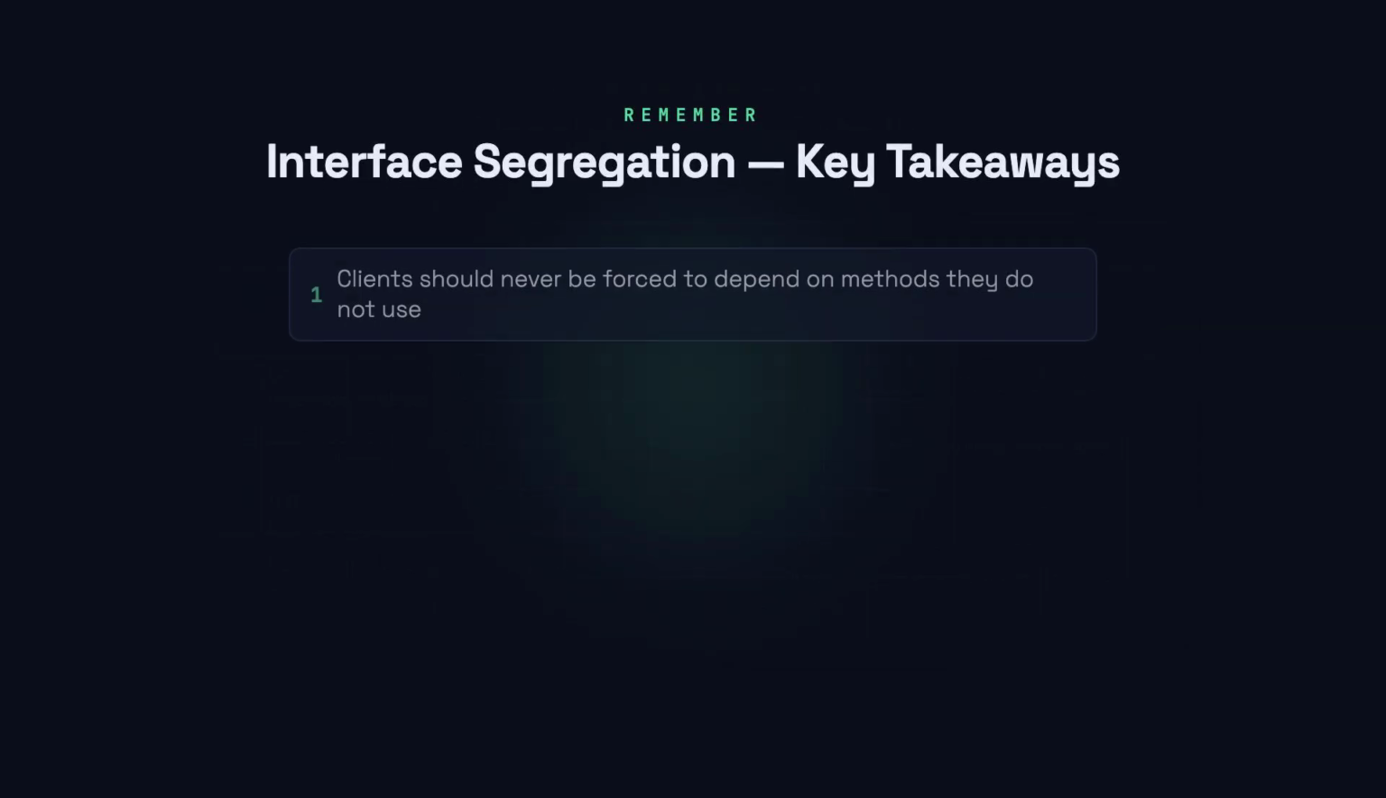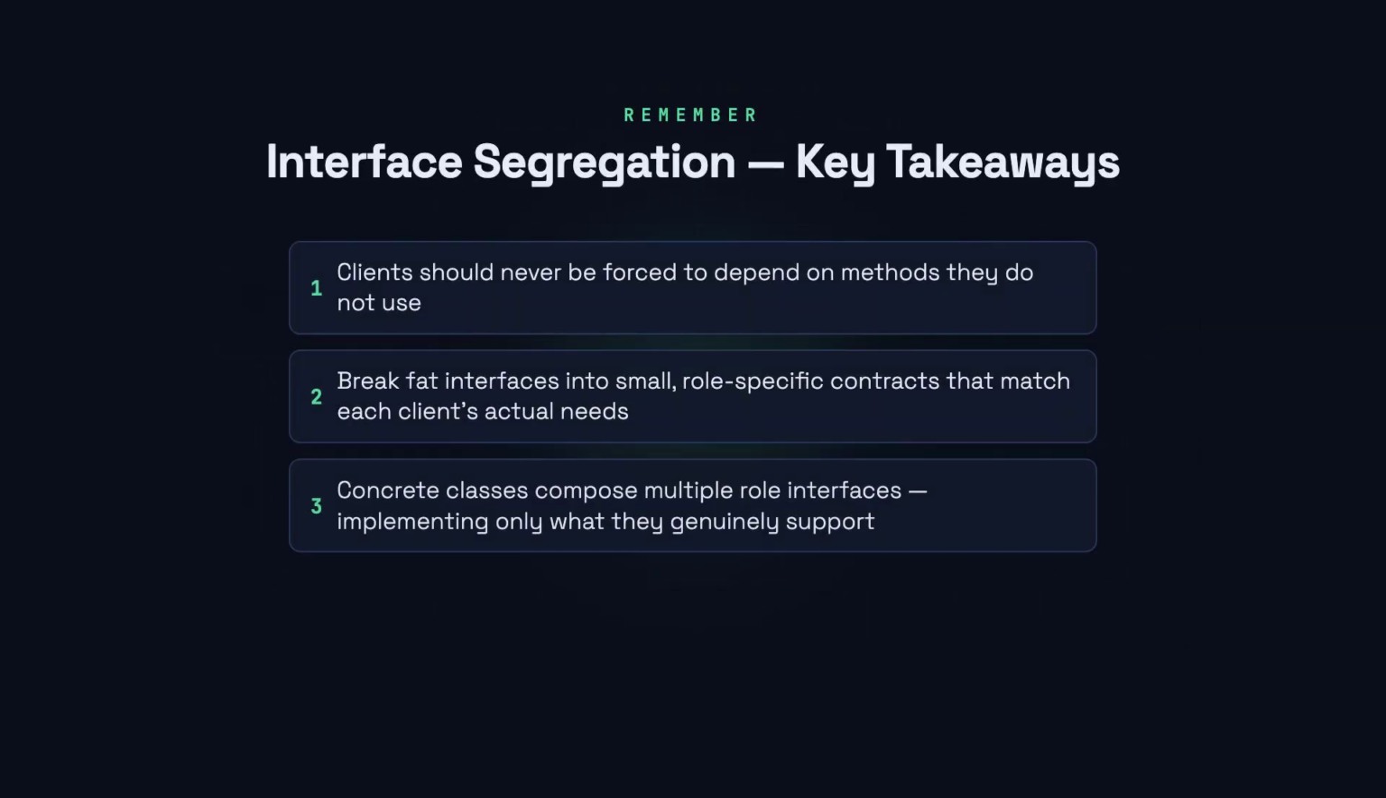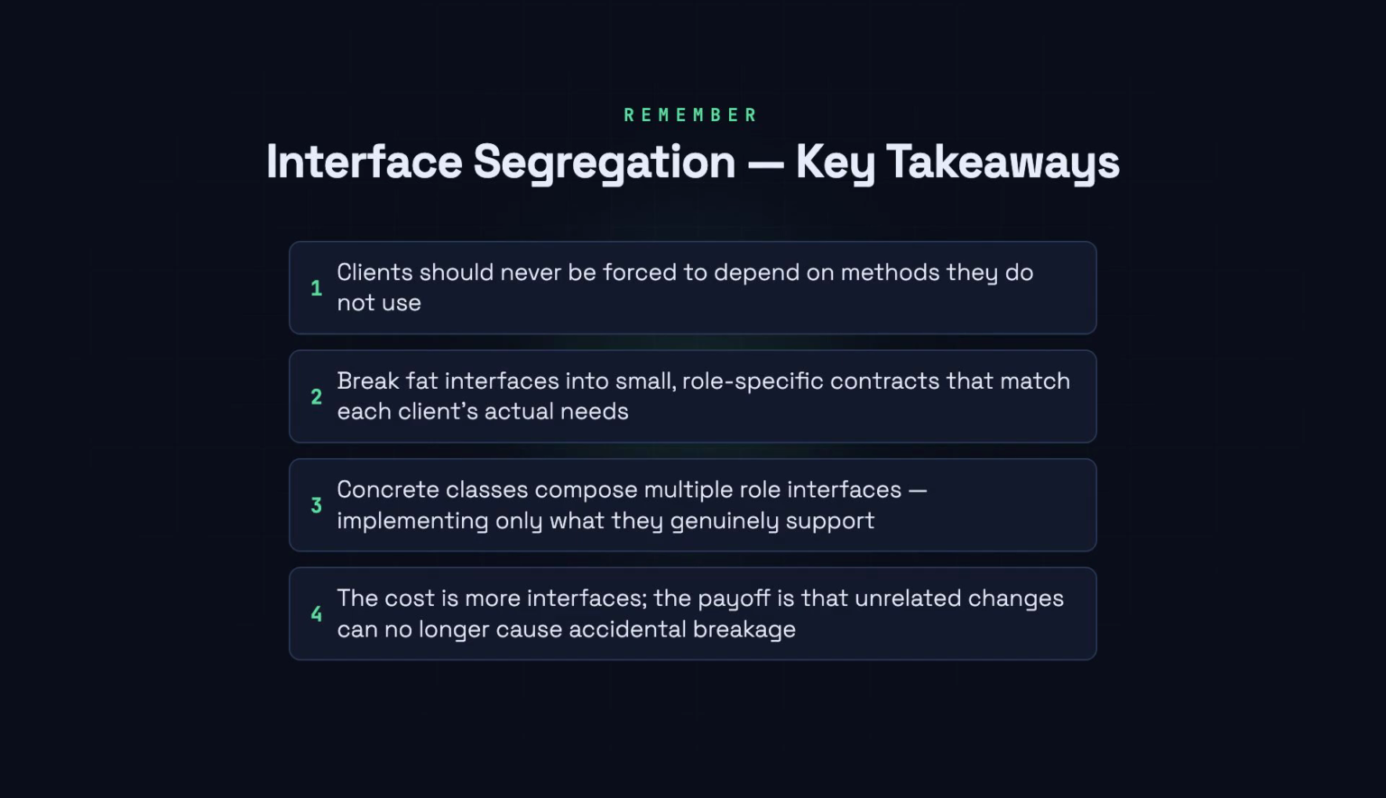To wrap up, the Interface Segregation Principle is a rule about dependency hygiene. Keep your interfaces narrow and purposeful, so that each class and each client depends only on the capabilities it truly uses. When you see empty stubs or not-implemented errors, that is your cue to split. The trade-off is a few more interface declarations, but the reward is a codebase where changes stay local and surprises stay rare.